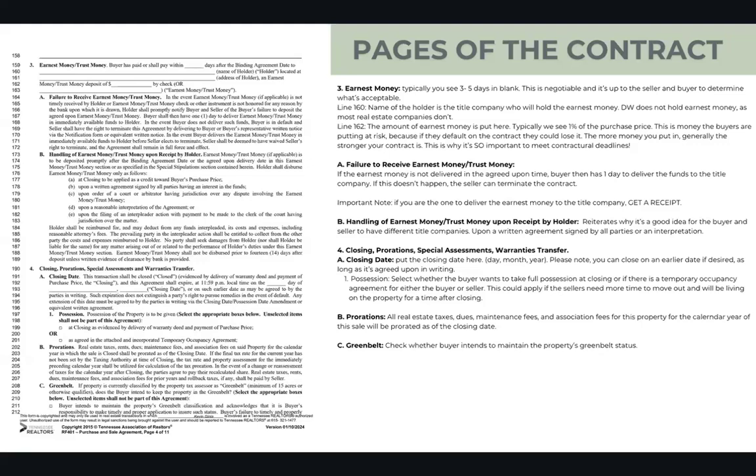Number 1 is possession. So select whether the buyer wants to take full possession at closing or if there's a temporary occupancy agreement. This could apply if the sellers need more time to move out and will be living on the property for a time after closing. And prorations. All real estate taxes, dues, maintenance fees, and association fees for this property for the calendar year of the sale will be prorated as of the closing date.